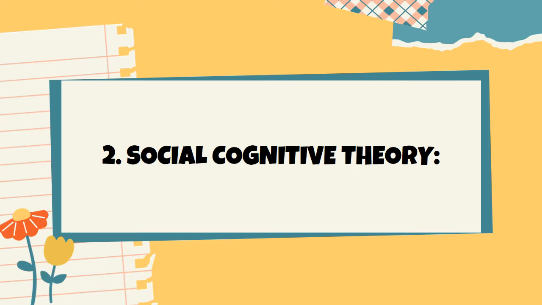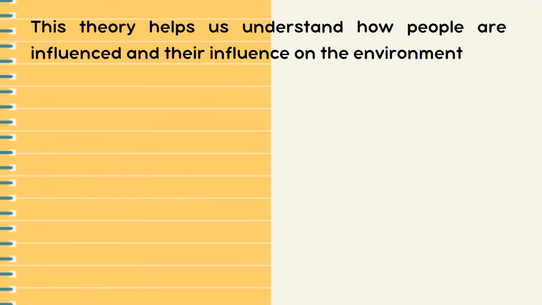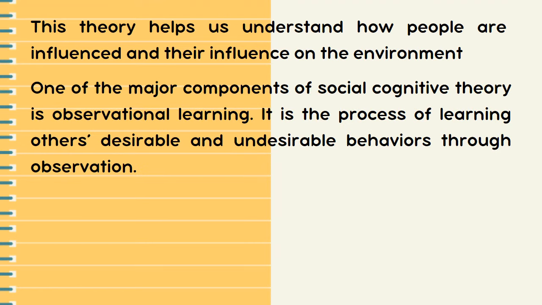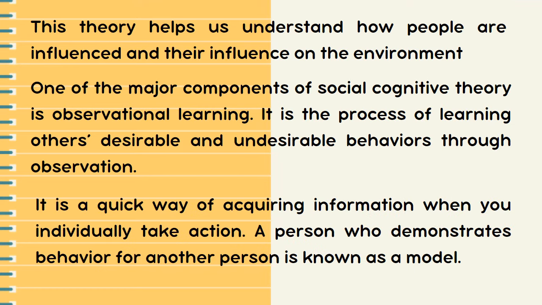Now, let us move forward to discuss social cognitive theory. Social cognitive theory helps us understand how people are influenced and their influence on the environment. One of the major components of social cognitive theory is observational learning. It is the process of learning others' desirable and undesirable behaviors through observation. It is a quick way of acquiring information when you individually take action.